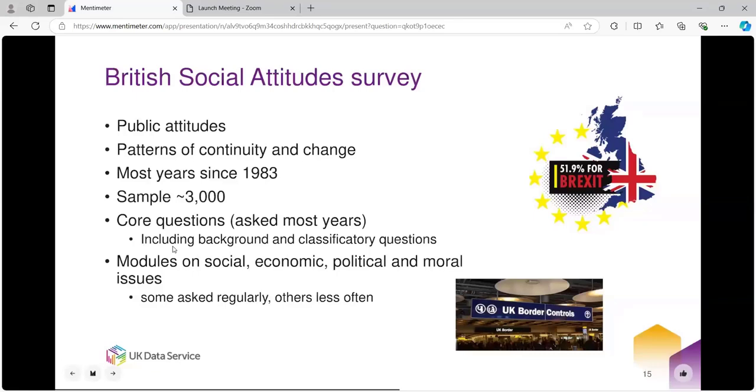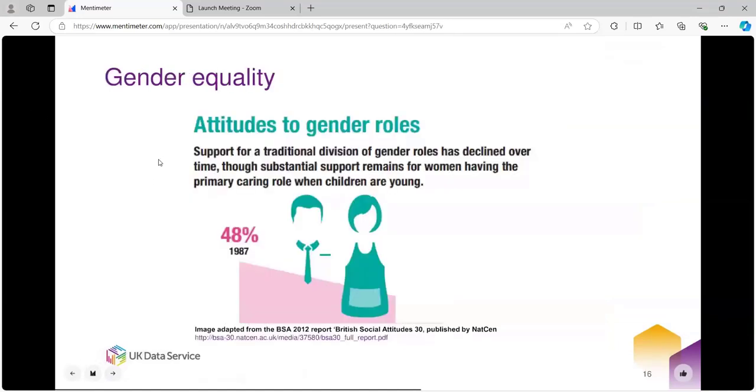There are a set of core questions just for background, and then there are a set of modules. So when you do the survey, you might be asked to do one or two modules rather than all four. So when you look at the responses, you have four sets of responses. And one of the things they've asked about is gender equality. So going back to 1987, there was support for a traditional division of gender roles. That, as you might expect, has declined over time.